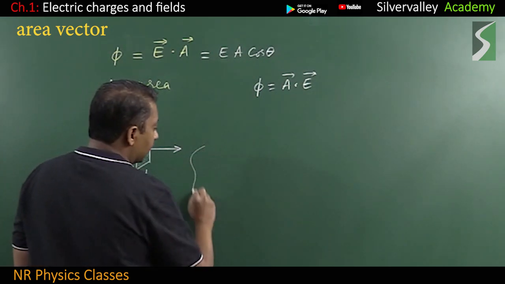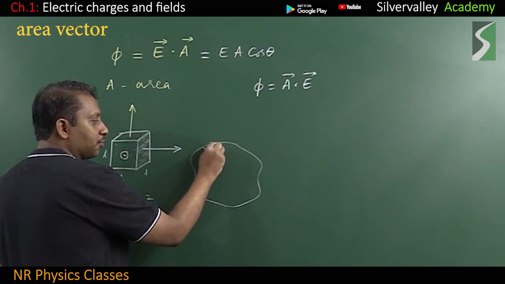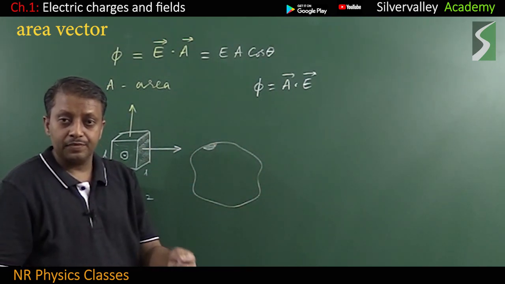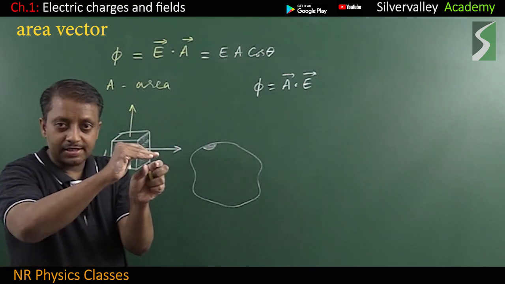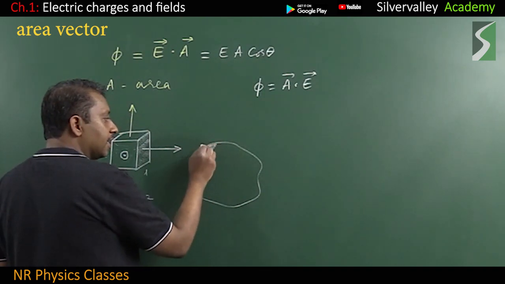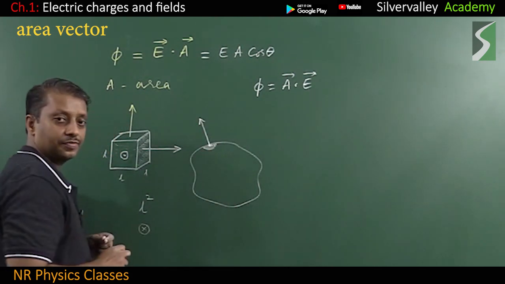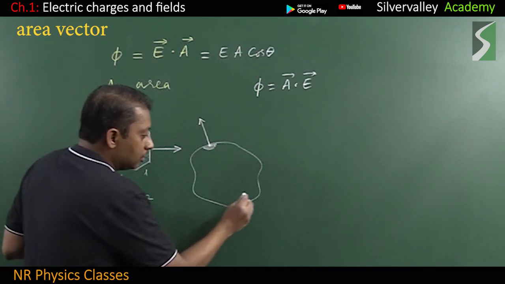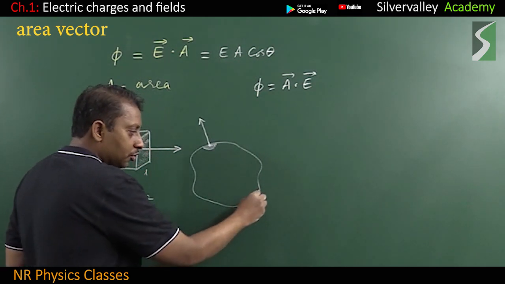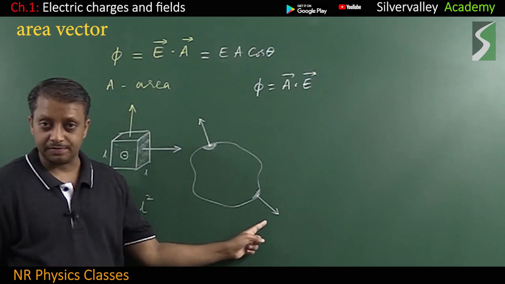Now, if there is an irregular surface, to draw area at a point, you should consider a small region. This small region, which is almost flat, is taken as the reference, and the area of this flat surface is taken as the area drawn at this point. That area should be perpendicular to the surface. Again, to draw the area vector at this point, consider a small region which is almost flat. To that small flat region, draw the area vector. So, this is how we can draw the area vector.